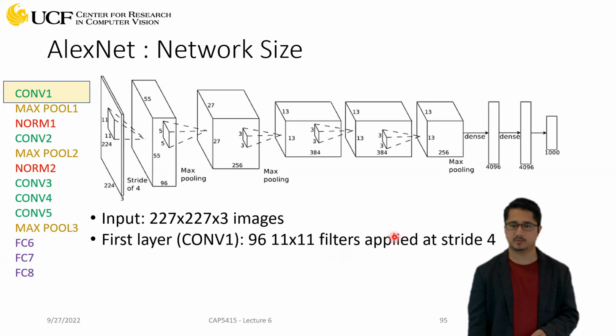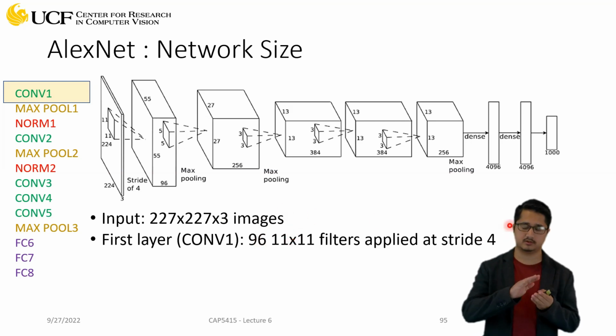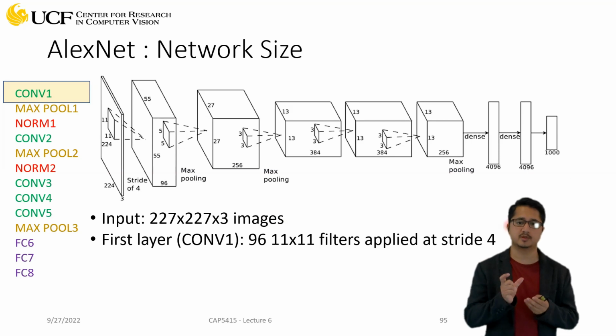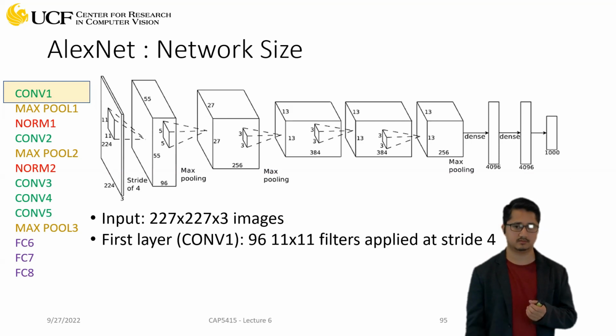And these filters will be applied at a stride of 4. So by now you should understand each of these terms. 96 should be fine, that many filters. This is just the shape of the filter. And stride, you know, is when you move your filter, how many pixels you will skip in between.